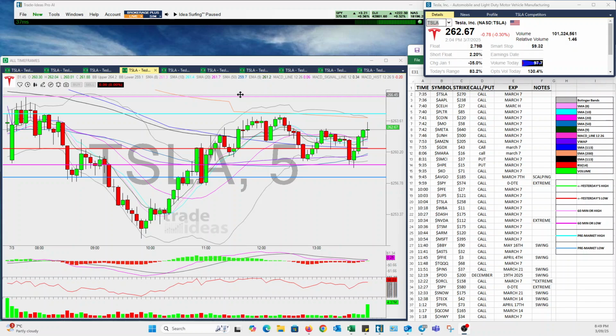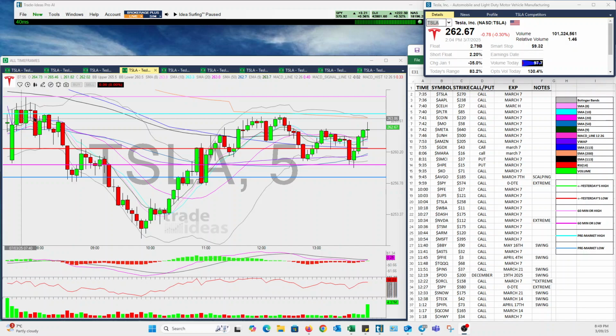Okay, so let's look at Tesla. The alert was given at 7:35. So this is the 5-minute chart. At 7:35, you can see that's right around here, this chart was not setting up for a call at that time. You can see here that price stayed on VWAP, which is the purple line. Your MACD was not in an uptrend. It's too early to see if your moving averages were in an uptrend.